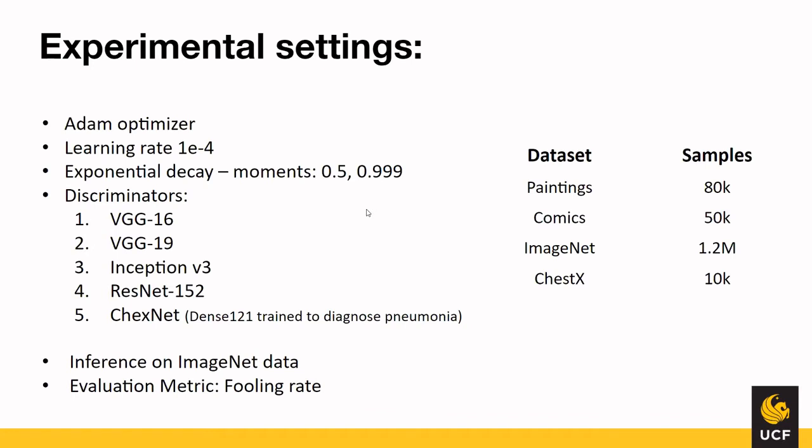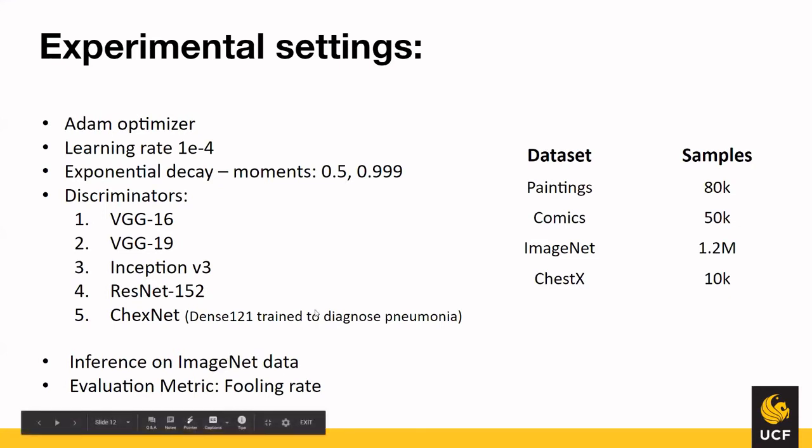Okay, so we also mentioned that this generator can be applied across different data sets. Specifically, they leverage 3 different data sets during training to train the generator, and then during evaluation, they use ImageNet. The 3 data sets they use to train the generator are this paintings data set, a comics data set, and a chest X-ray data set. And then during evaluation time, they attempt to perturb ImageNet, and they use the fooling rate for the evaluation metric.